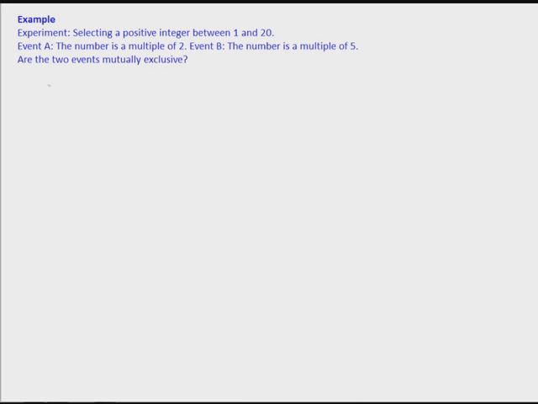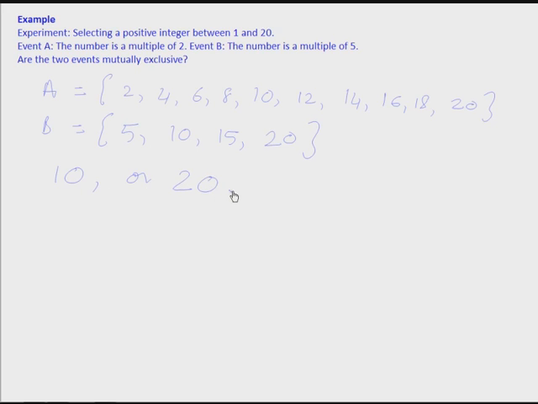So the outcomes in event A are clearly 2, 4, 6, 8, 10, 12, 14, 16, 18, 20. And the outcomes in event B are 5, 10, 15, 20. So is it possible to select a number which will cause both event A and event B to occur? Yes, there is. The numbers 10 or 20. If the number 10 or 20 is selected, then both events A and B occur. So they are not mutually exclusive. They do have something in common.